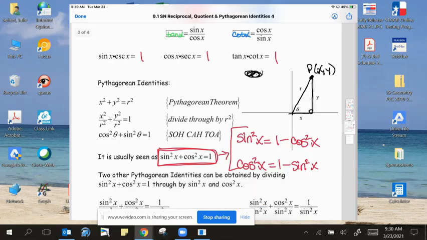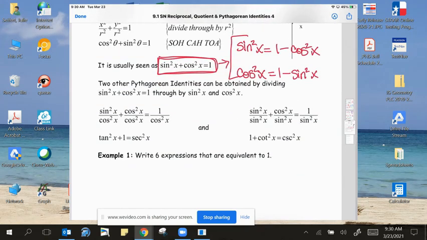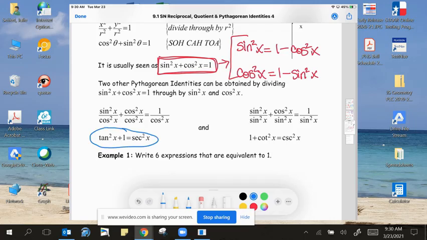Now, there are 2 other Pythagorean identities that come from this one. One of them involves dividing each term by cosine squared. You see the result here. So one of the other Pythagorean identities is tangent squared x plus 1 equal to secant squared x. Then there's a third one. If we divide the original by sine squared x, we get 1 plus cotangent squared x equaling cosecant squared x.